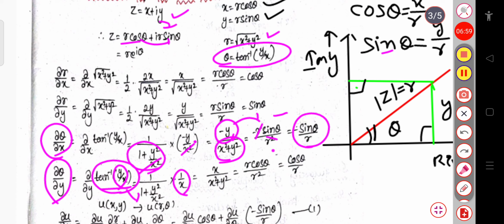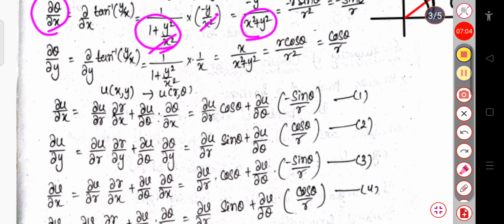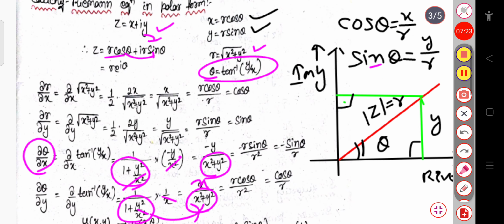So now solving this, this will be (x² + y²)/x². In this term, (x² + y²)/x² into 1/x, only the x term gets cancelled. So this becomes x² + y² here, and this x becomes here. So the total term will be x/(x² + y²). The value of x is r cos θ. So substituting this value, this becomes r cos θ divided by r², because x is r cos θ. So r gets cancelled, only r remains, so that becomes cos θ/r.